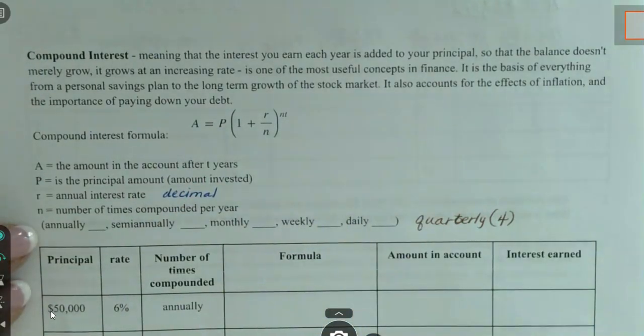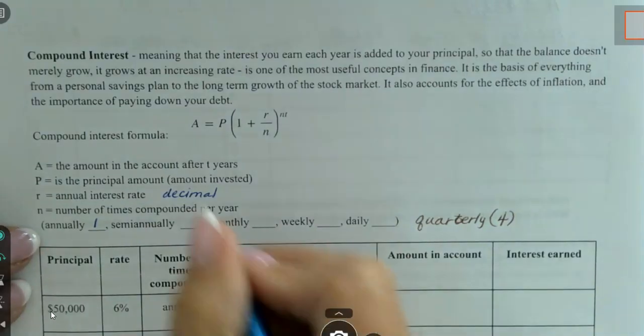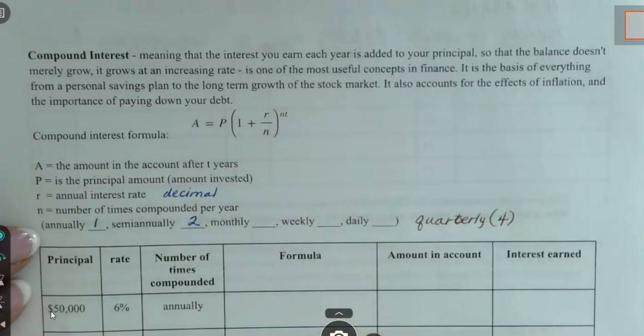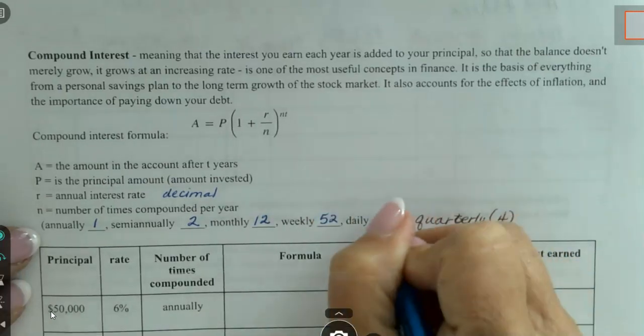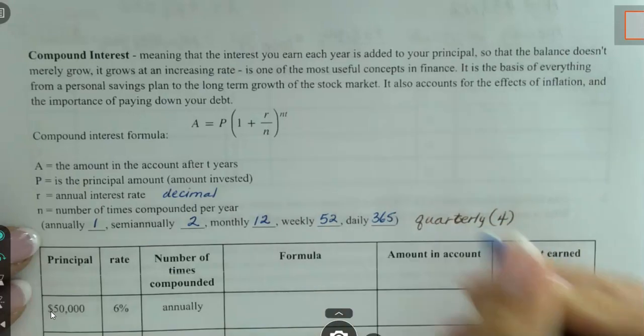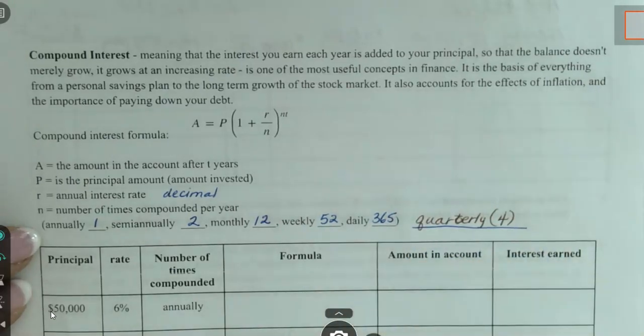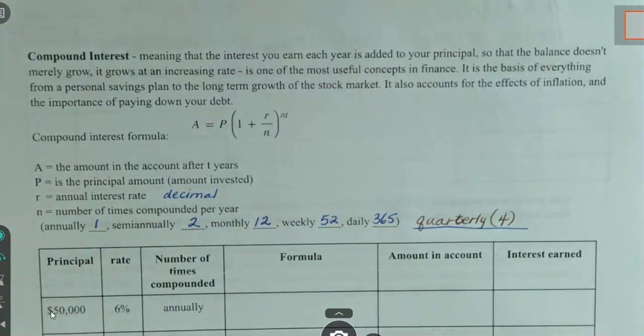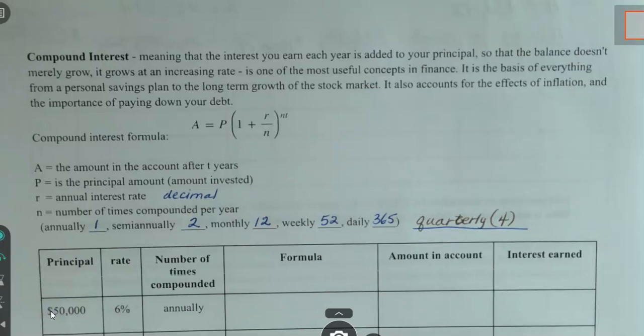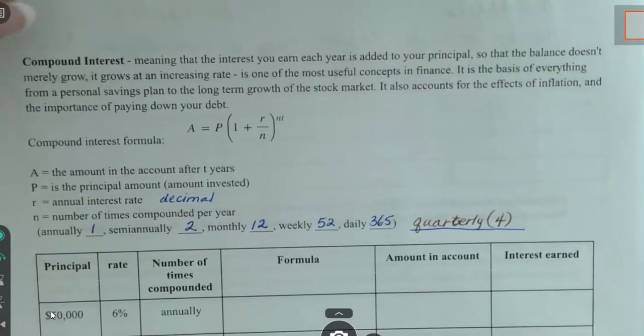N is the number of times that you're going to compound per year. So let's just talk about what those numbers mean. Annually would mean you're only compounding one time. Semi-annually would be every 6 months, or twice a year. Monthly, of course, would be 12. Weekly is 52, and daily is 365. Now, I forgot to put on here quarterly, which means 4. Sometimes you might also see bi-weekly, every 2 weeks, but these are typically the ones that we're going to see, okay?